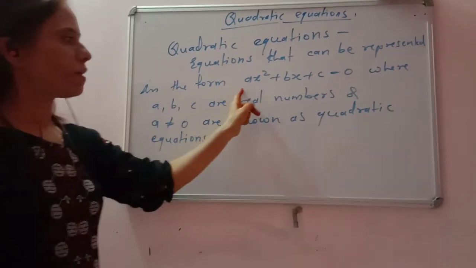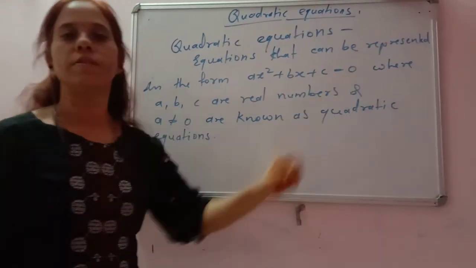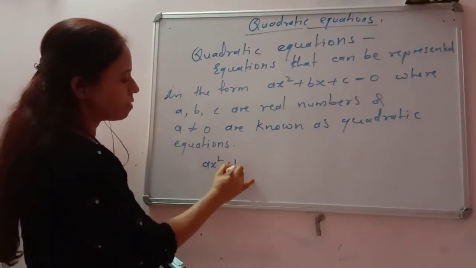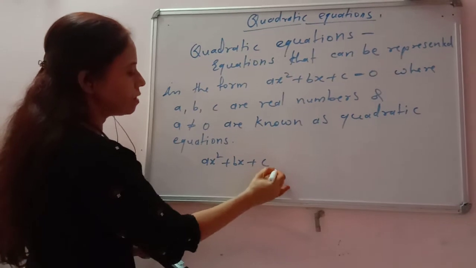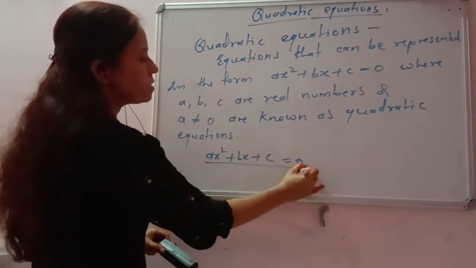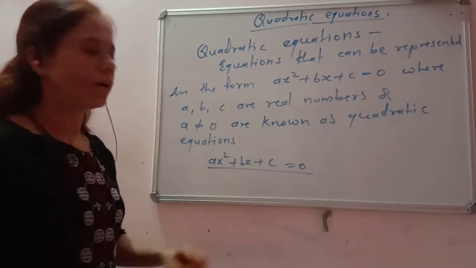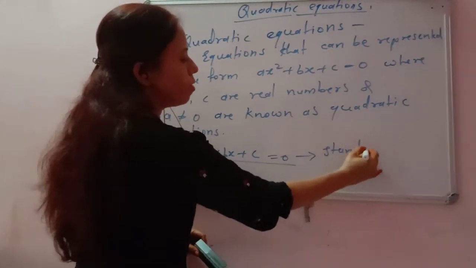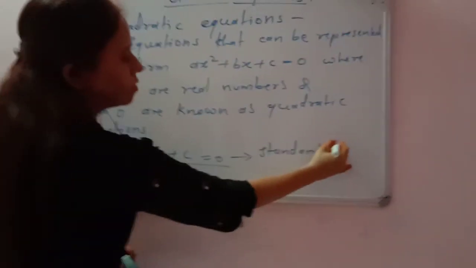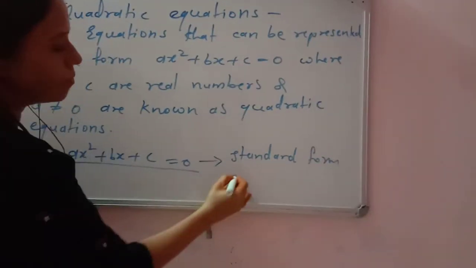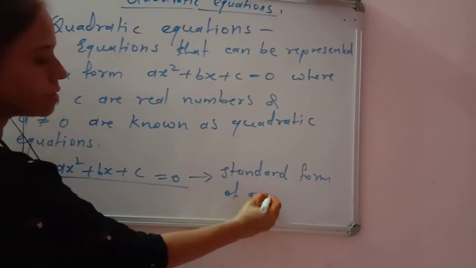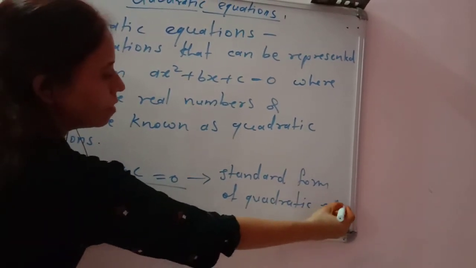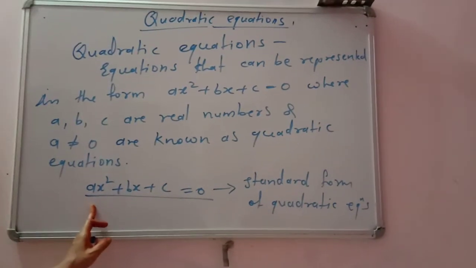See here, this is the standard form of quadratic equations in one variable: ax square plus bx plus c equal to 0. This is the standard form of quadratic equations in one variable. Which is the variable here?